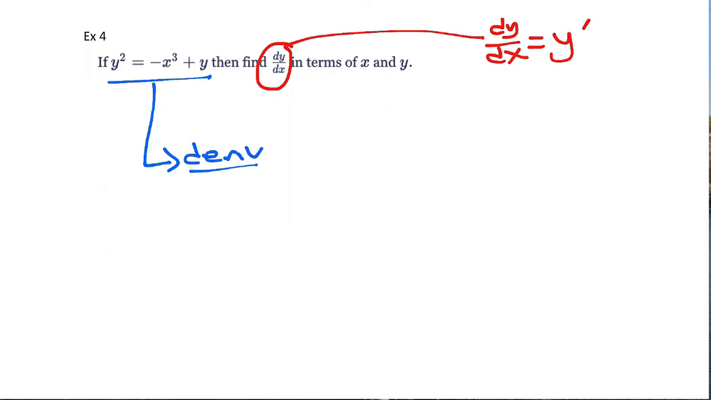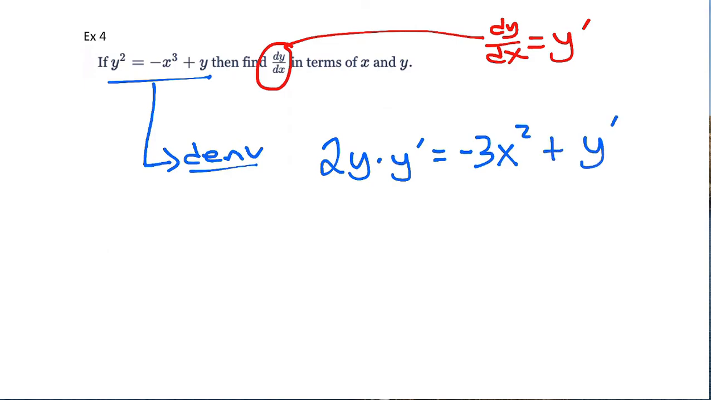What I'm going to do is perform that on the variable y, but anytime I see a y, I just have to make sure I look at the chain rule on this. So if I take this, this would be 2y, because I dealt with the squared, so 2y to the first, times y prime, because I do need to differentiate y, equals negative 3x squared plus y prime. Now y prime is what I'm supposed to solve for.